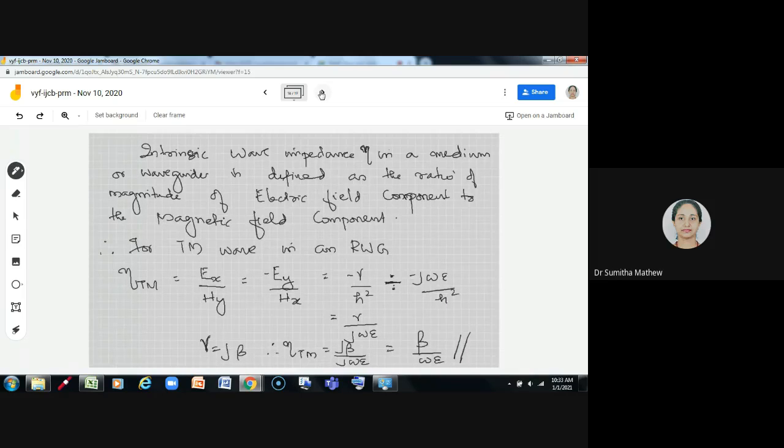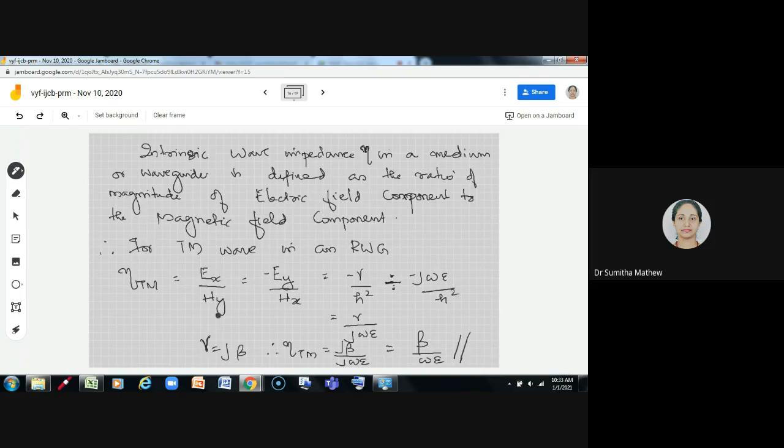Then, one more thing, the last factor which we consider is the intrinsic wave impedance, eta. In a medium, it is defined as the ratio of electric field component to magnetic field component, E by H. For a TM wave in our rectangular waveguide, it is eta TM, which is equal to Ex by Hy or minus Ey by Hx. It is the ratio of electric field to magnetic field, either one of these two, depending upon which component is present.